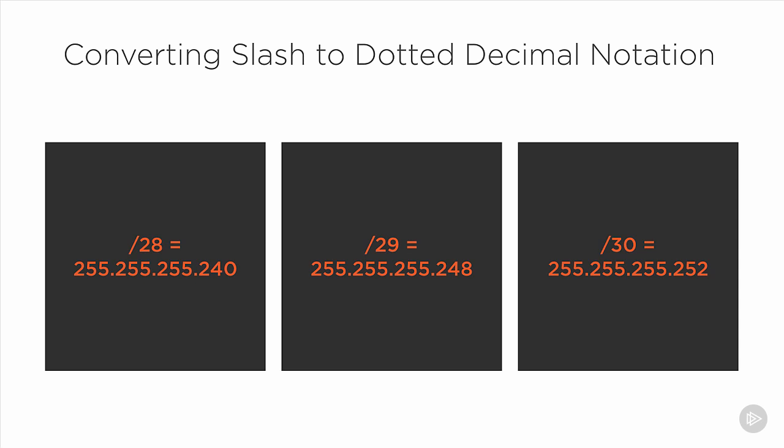All right, you're probably getting tired of hearing 255. So far, we've got /28 is 255 in the first 3 octets, and then .240. /29 is 255 in the first 3 octets, and then .248. And finally, /30 is 255 in the first 3 octets, and then 252.